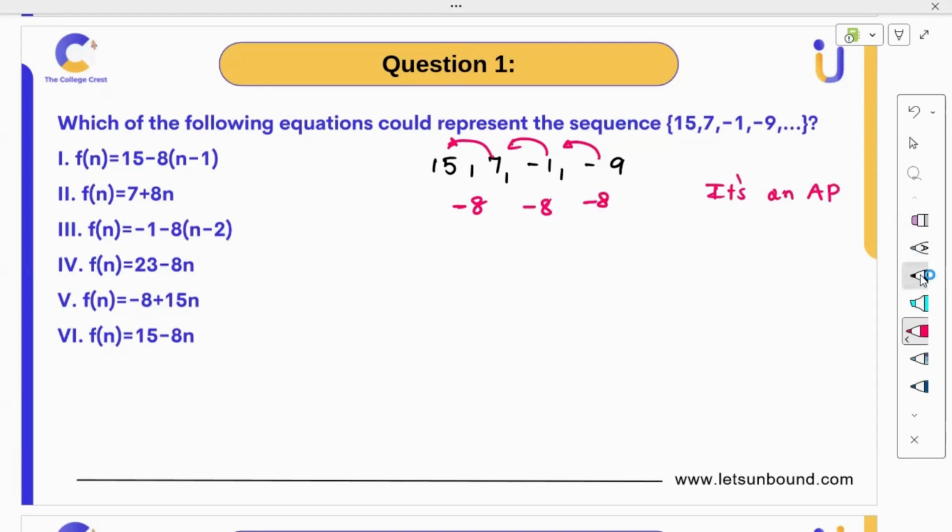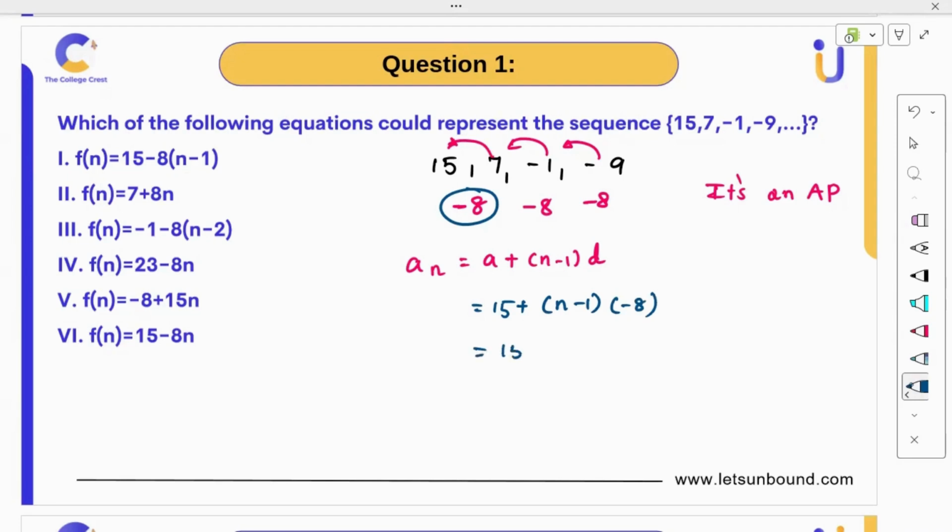Now, how to find the general term? This is the formula: an equals a plus n minus 1 into d. So what is my first term a? What is your common difference? This difference. N we don't know, so n is n only because the options are based on n. And d is minus 8.